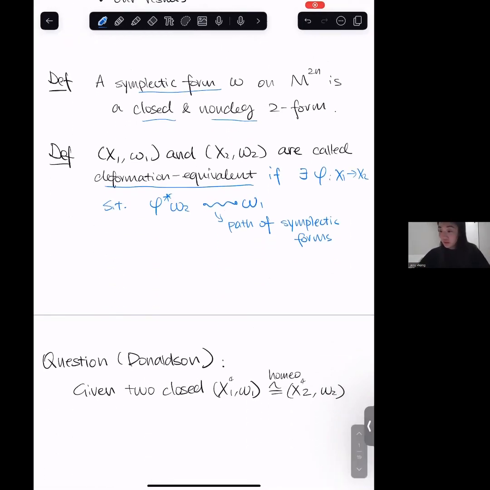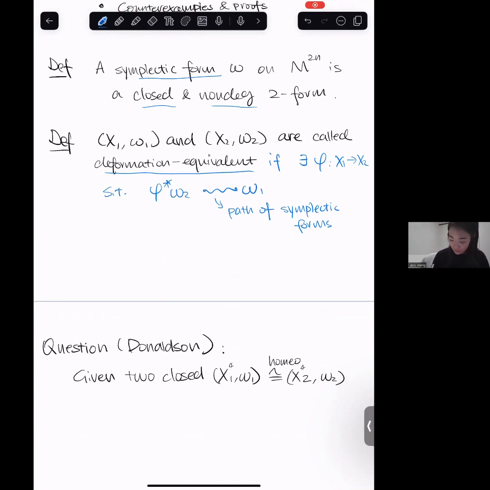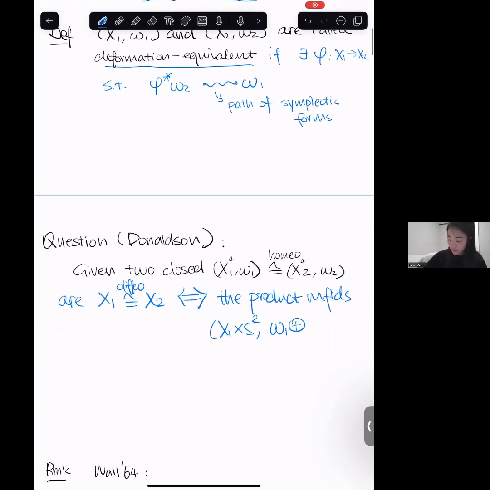Okay, so the question, a credit to Donaldson, I learned about this in McDuff-Salamon's Introduction to Symplectic Topology book, is that given two closed homeomorphic symplectic manifolds, X1 and X2, are X1 and X2 diffeomorphic if the product manifolds X1 cross S2 with the product symplectic form, which means I'm taking the symplectic form from X1 with the standard symplectic form on S2, are these deformation equivalent?